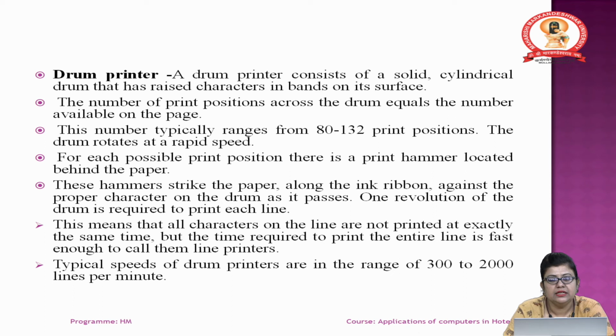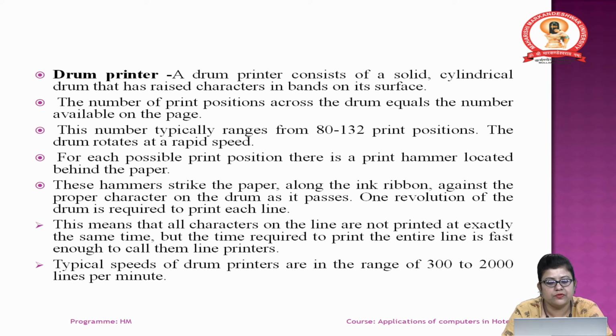A drum printer consists of a solid cylindrical drum that has raised characters in bands on its surface. The number of print positions across the drum equals the number available on the page. This number typically ranges from 80 to 132 print positions. The drum rotates at rapid speed. For each possible print position, there is a print hammer located behind the paper. These hammers strike the paper along with the ink ribbon against the proper characters on the drum as it passes.